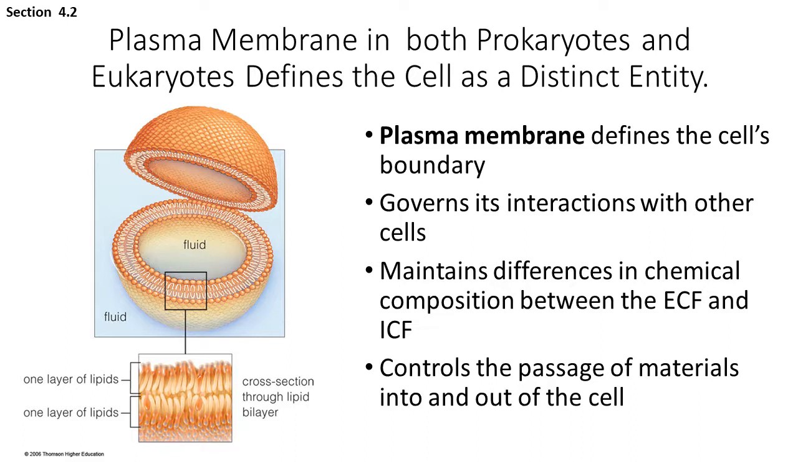The plasma membrane in both prokaryotic cells and eukaryotic cells defines the cell as a distinct entity. It defines the cell's outer boundary. It governs its interactions with other cells, and it maintains differences in the chemical composition between the extracellular fluid and the intracellular fluid. And it controls the passage of materials into and out of the cell.